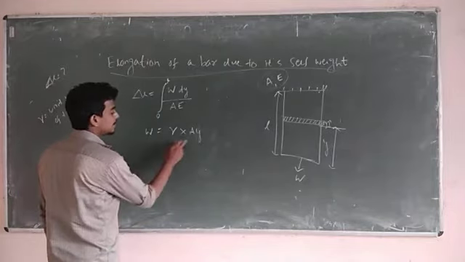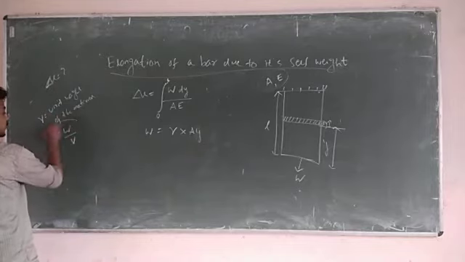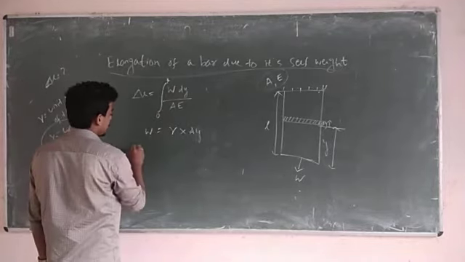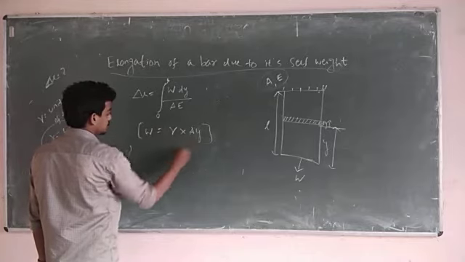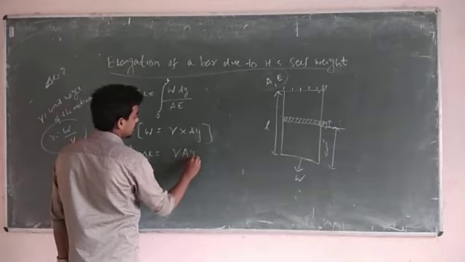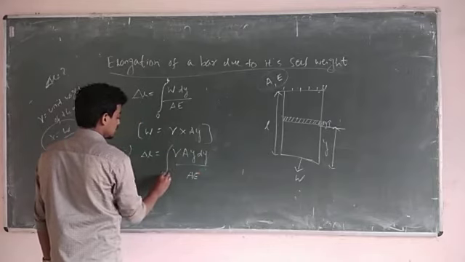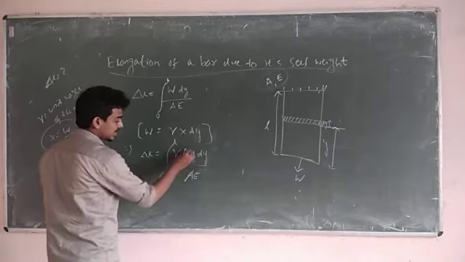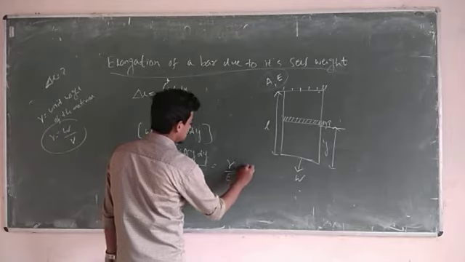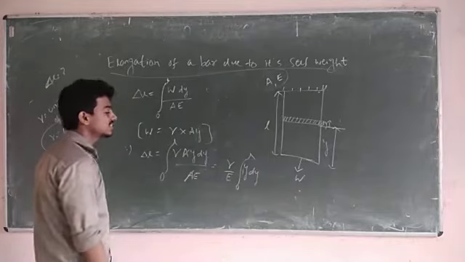So here gamma into A y, because gamma equals weight by volume. So weight equals gamma into volume. Put it here. So delta L will be gamma A y dy by A E, from 0 to L. Here the area cancels, and the term gamma by E is constant. Only the term y dy remains, and the limit is 0 to L. Now just integrate it.